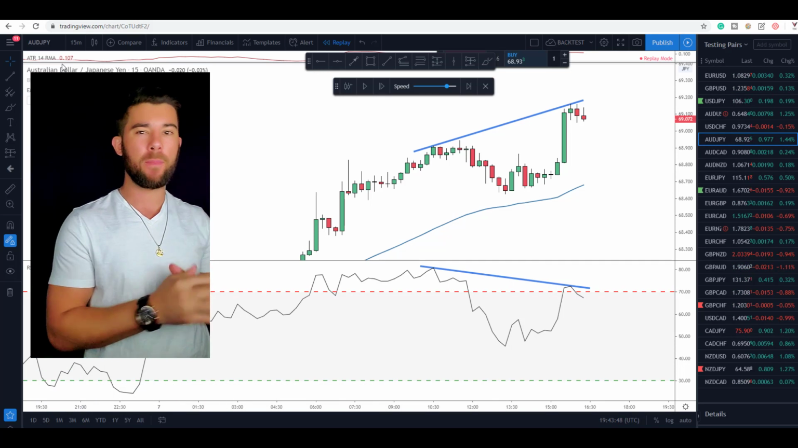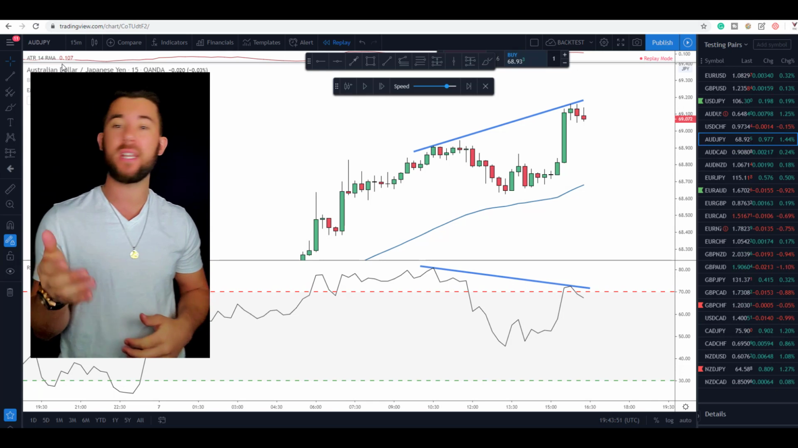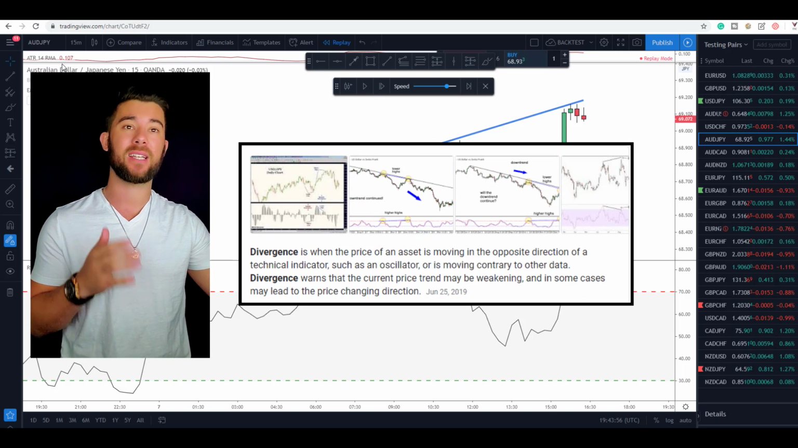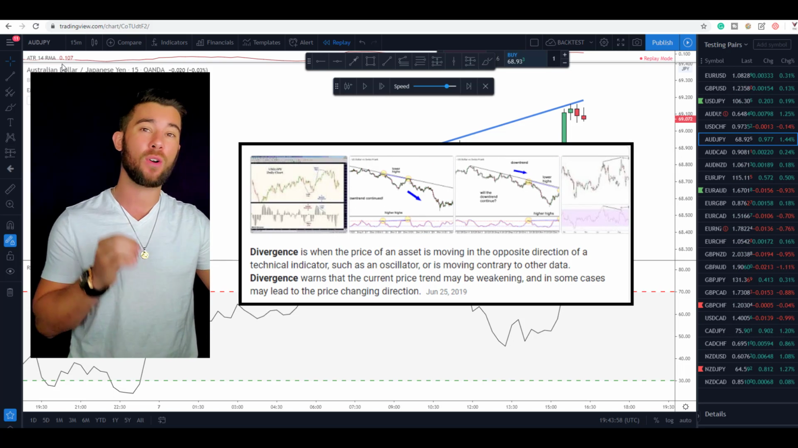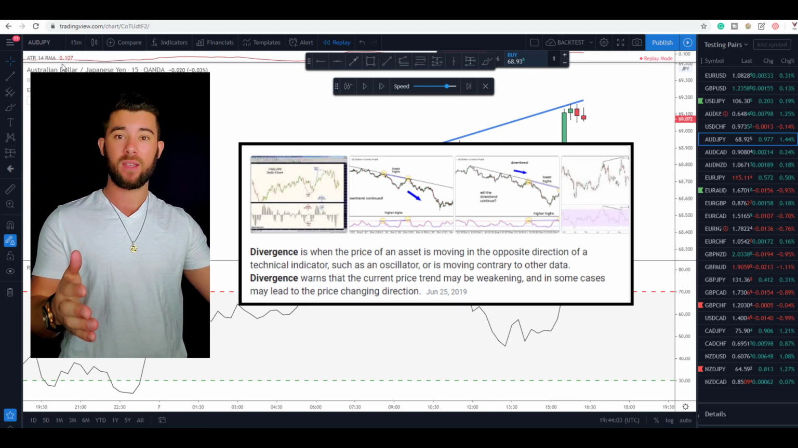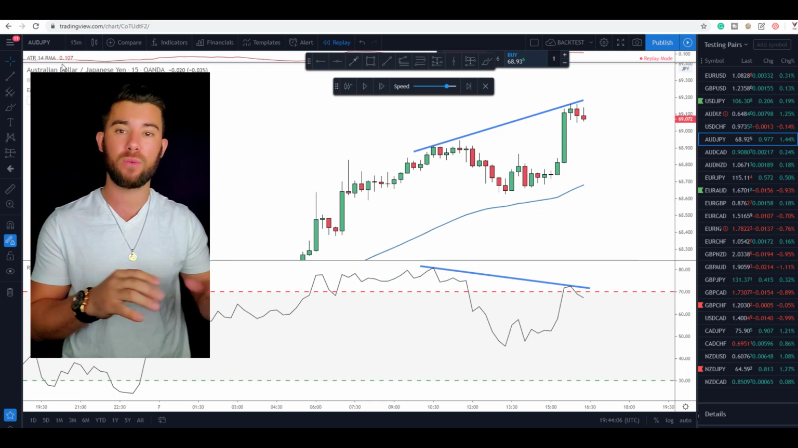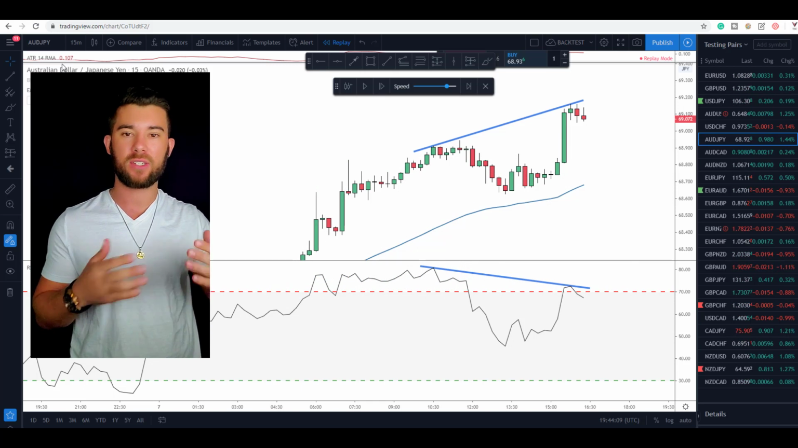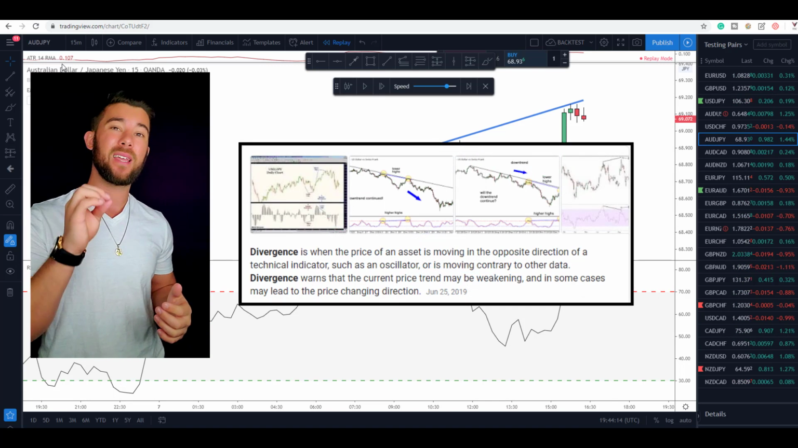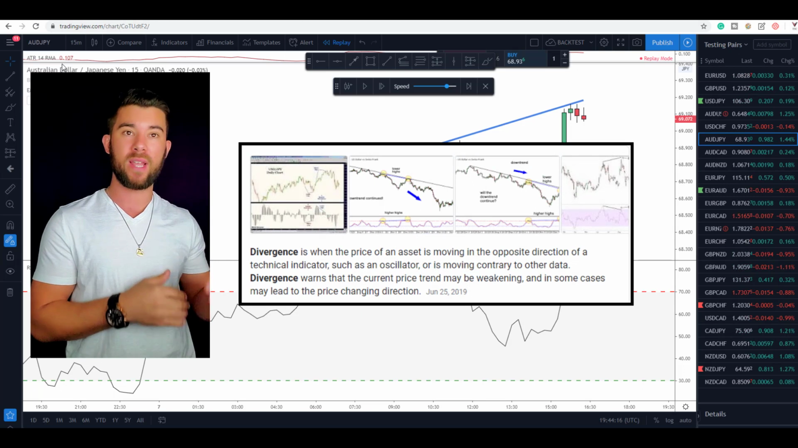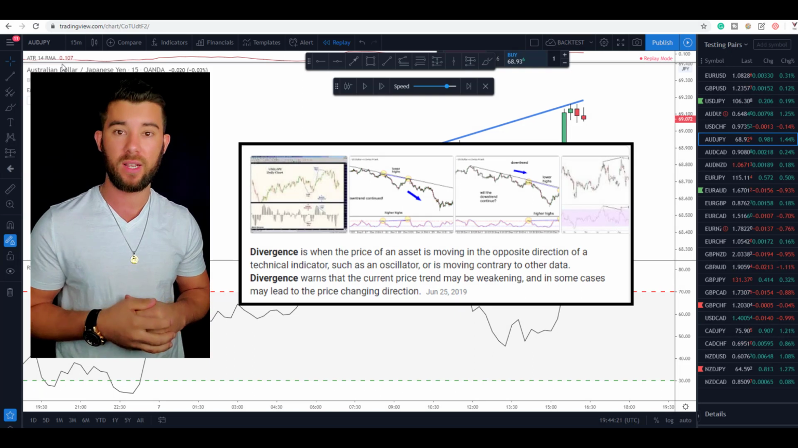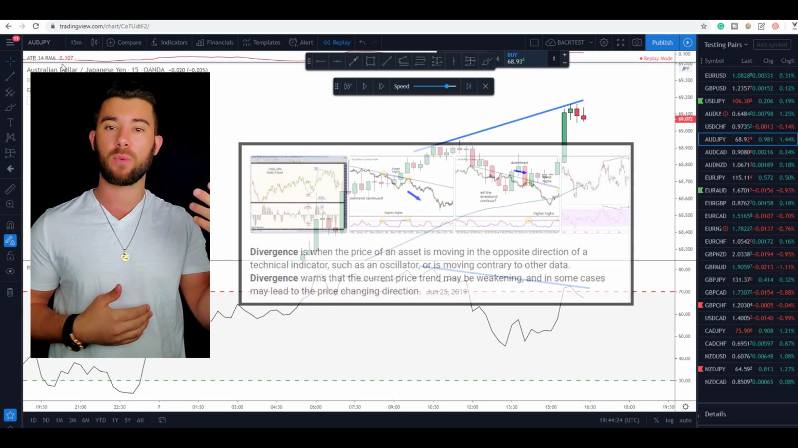Right now, let's jump into what is divergence. Well, reading straight from Investopedia, they define divergence as when the price of an asset is moving in the opposite direction of a technical indicator such as an oscillator, or it's moving contrary to other data. So we're going to go onto a chart and I'm going to show you in a picture what that actually means. I'm going to make it visual for you to make it easier to understand. And the use of divergence says that it warns that the current price and trend may be weakening, and in some cases may lead to price changing direction. So that's what I mean when I say it's a reversal indication.